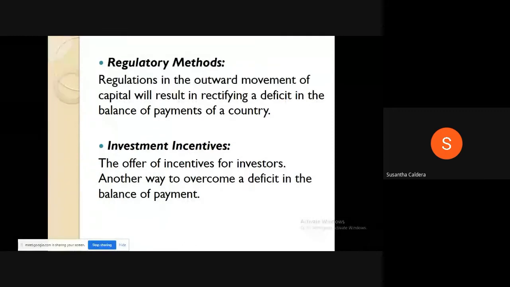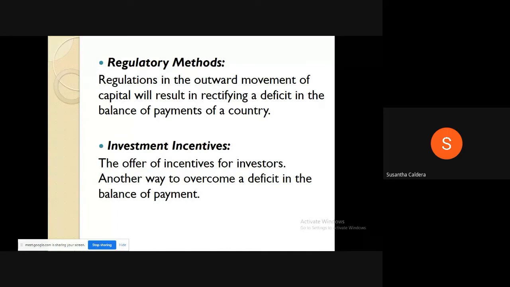of a country. Regulations in the outward movements of capital. Regulatory methods, and then investment incentives, the offer of incentives for investors, is another way to overcome a deficit in the balance of payment, because we are encouraging people to come and invest in this country. We are giving so many incentives, tax holidays, and the people will come, right? This is also another tool to overcome the deficit in the balance of payment.